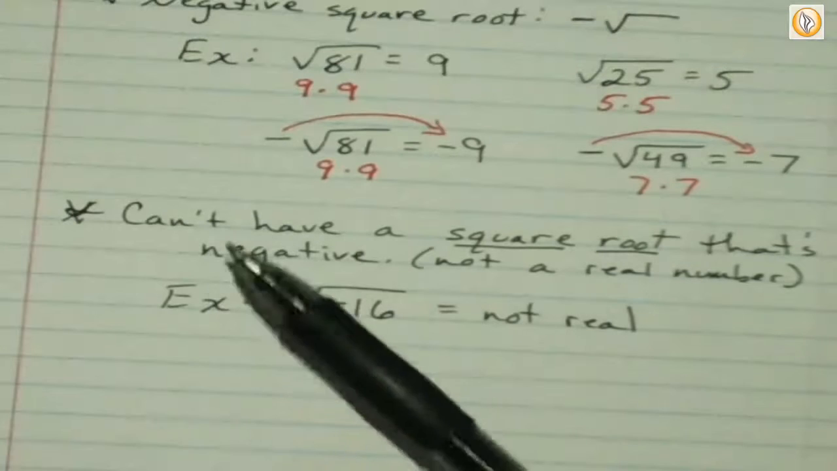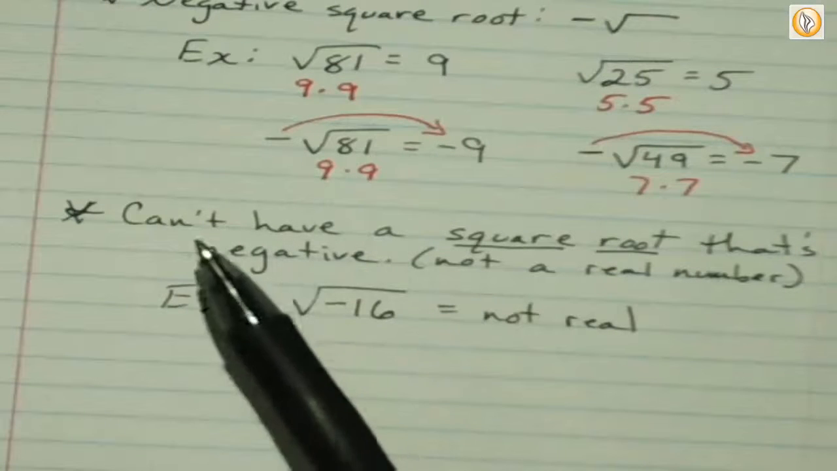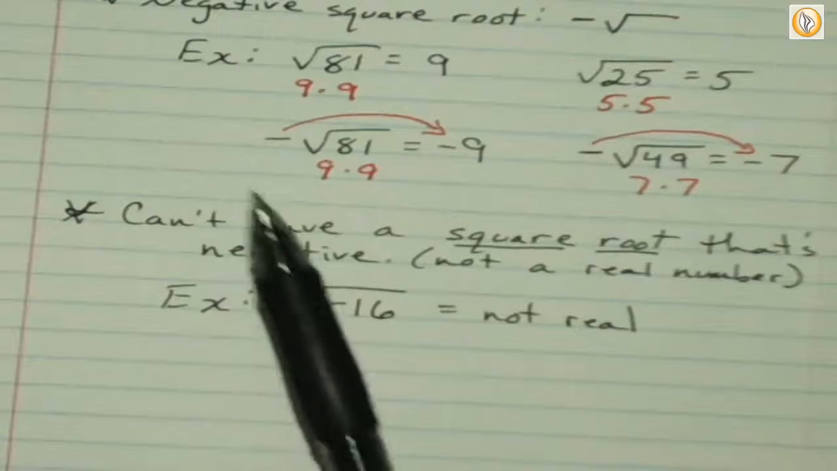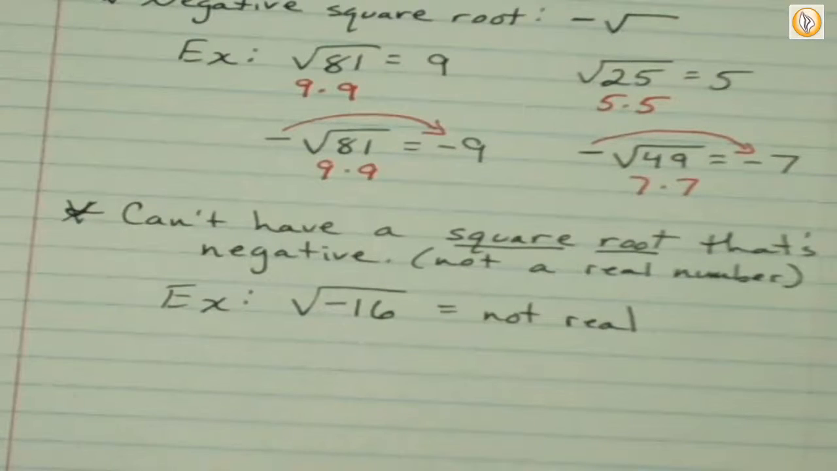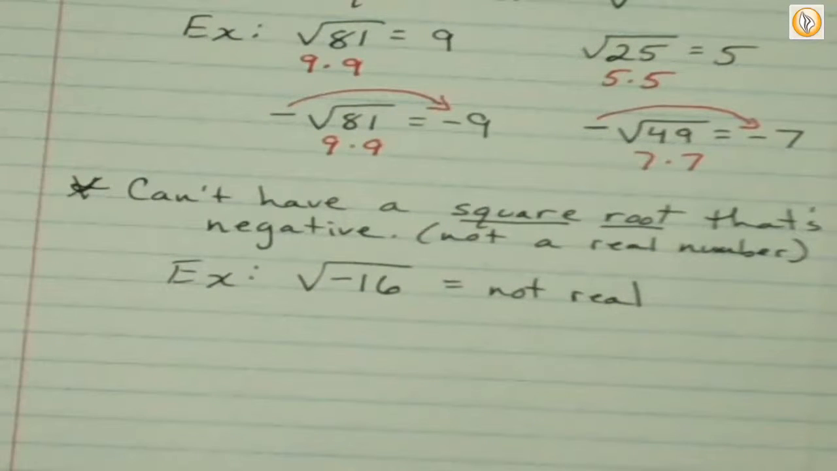Do y'all see the difference? Negative on the outside, negative on the inside. Do y'all see the difference? Yes. Atalia, do you see the difference? Joseph, do you see the difference? Tanner, do you see the difference? Very good. So, for example, can anyone tell me why this is not real?